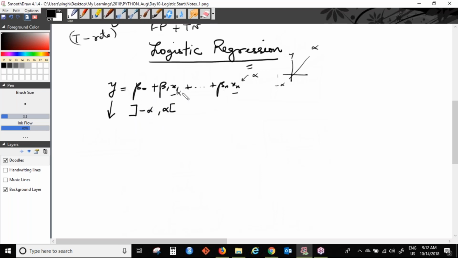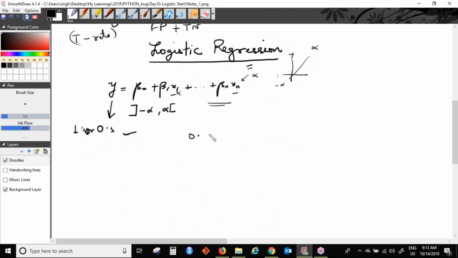Now, how can we use this in logistic regression? Because we know in logistic regression, our values can only be ones or zeros. It cannot be anything else. So how can we utilize this equation and meet this constraint also? Our constraint here is that our output should always be between ones and zeros. If it is between ones and zeros, that is okay, because we can put a threshold and convert. So it need not be just 1 or 0.